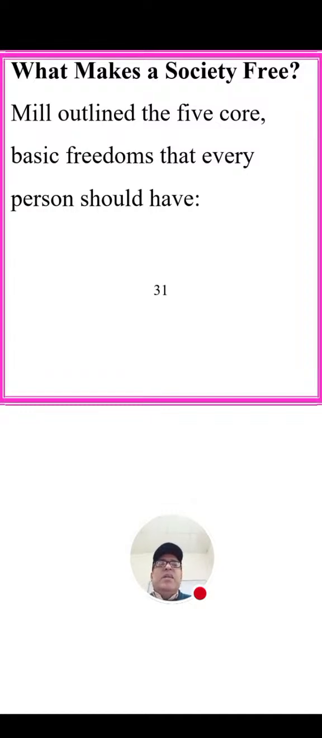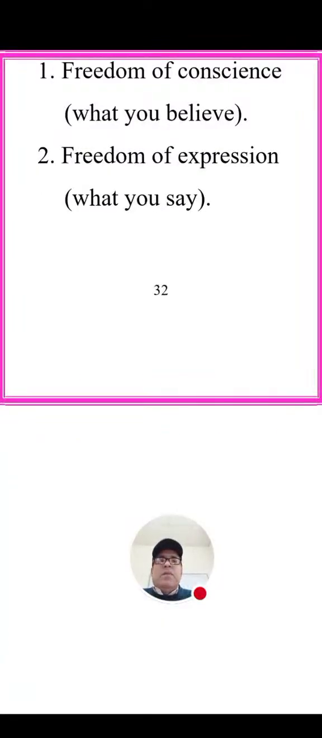What makes a society free? Mill outlined the five core basic freedoms that every person should have. Number one, freedom of conscience. It means what you believe. Number two, freedom of expression. It refers to what you say.